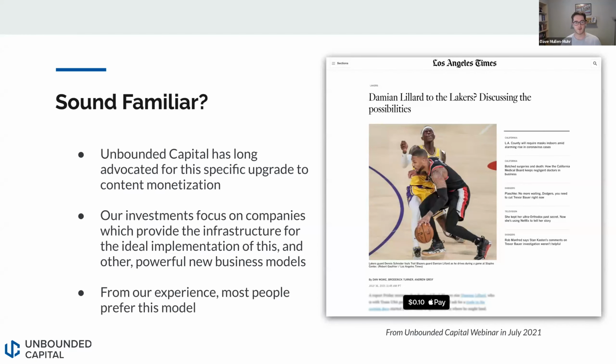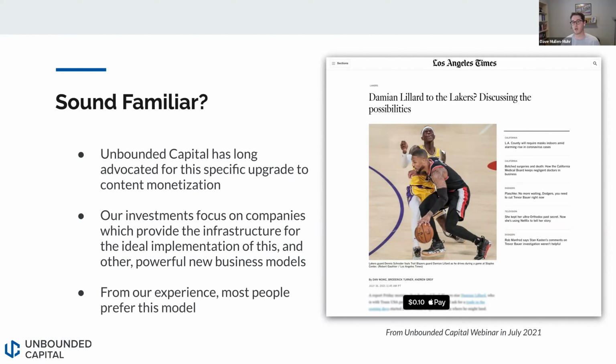Like I said, if you're a frequent attendee of our webinars or you read our content, this should sound pretty familiar. Here's an image we mocked up a couple years ago outlining this exact use case. This is a specific upgrade to content monetization that we've long envisioned and talked about. And our investments at Unbounded Capital focus largely on companies which provide the infrastructure for what we think is the ideal implementation of this type of user experience, in addition to other powerful business models that leverage micropayments.